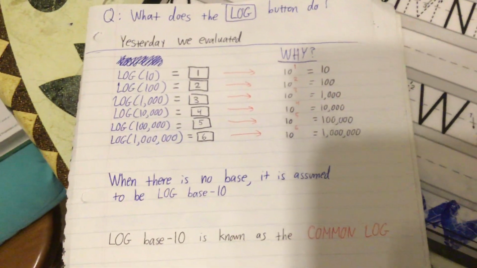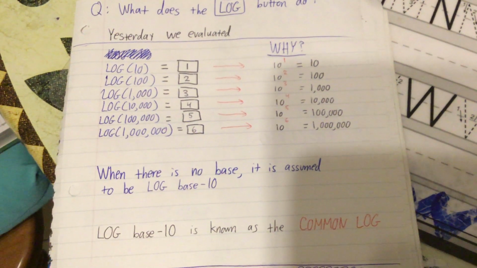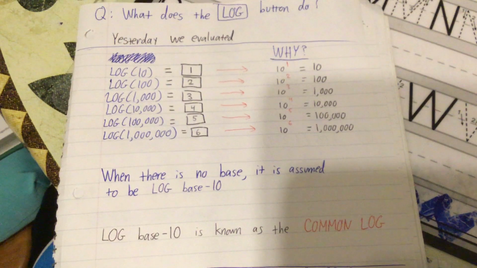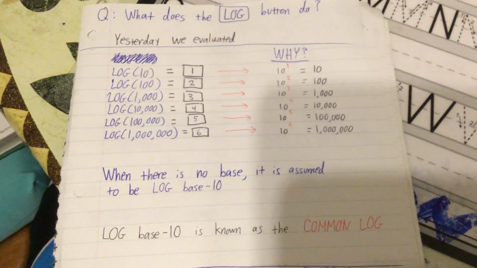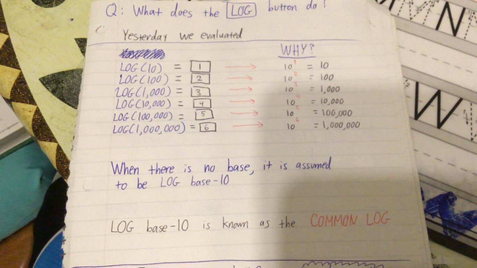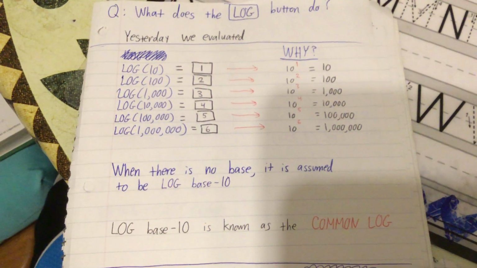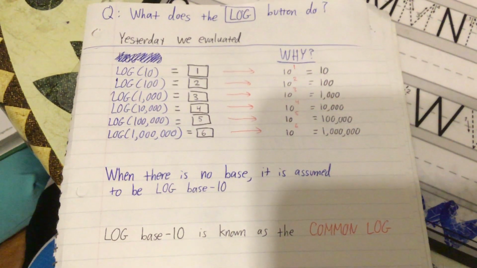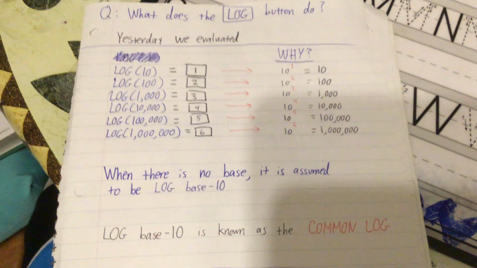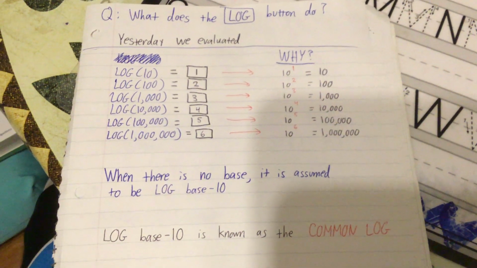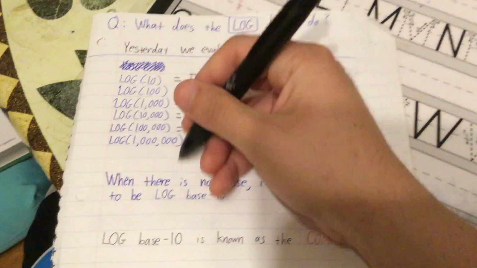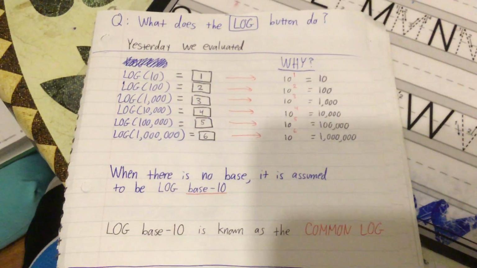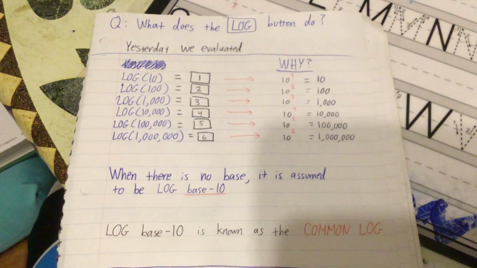Okay? So when there is no base given, in other words, it's not log base 2 or log base 3 or log base 4 and so on and so forth, it is assumed to be log base 10. So if there is no base, we call it the common log. We say it's the common log, but we just call it log. So if there is no base, it's automatically base 10. Okay, so if you want to pause the screen and just absorb all this content, go for it.